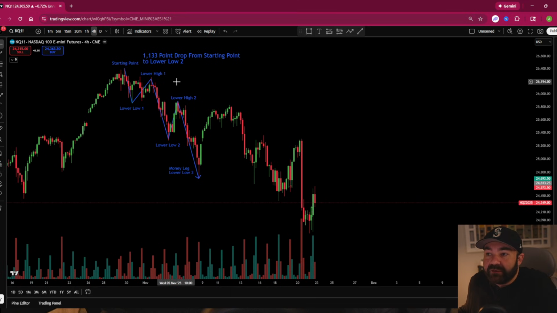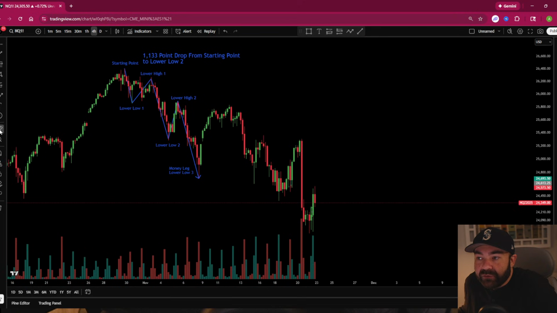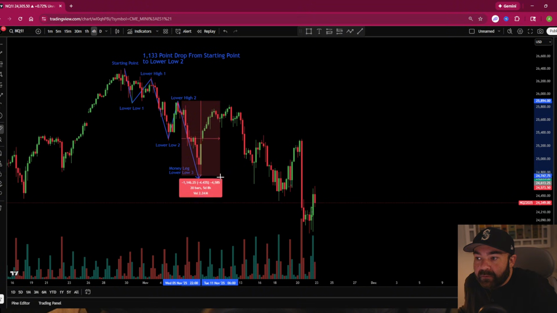I labeled this because I'm not going to have two of these out here at the same time, or it's going to be confusing on the measurements. So from the starting point to lower low 2 is a 1,133 point drop. I labeled it as such so you can see it as well. Now, the reason why I call this the money leg is because typically this move right here is the same or bigger than this move here. So when you grab the ruler tool and you go from lower high 2 to the bottom of your new lower low 3 on your money leg, this is 1,186 points.